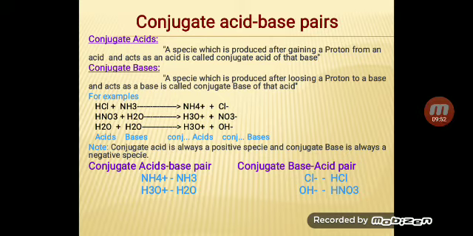Now conjugate acid-base pairs. In the above example, the ammonium ion is the conjugate acid and its base pair is ammonia. The hydronium ion is the conjugate acid and its base pair is water. Similarly, the chloride ion is the conjugate base and its acid pair is hydrochloric acid. The hydroxyl ion is the conjugate base and its acid pair is nitric acid.